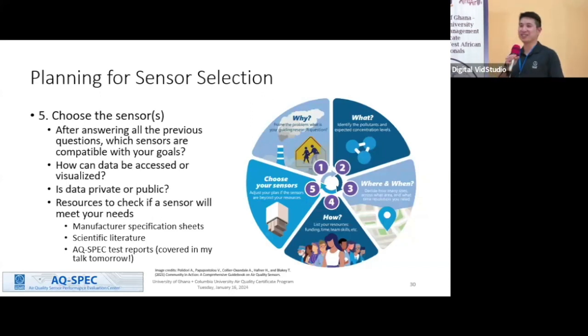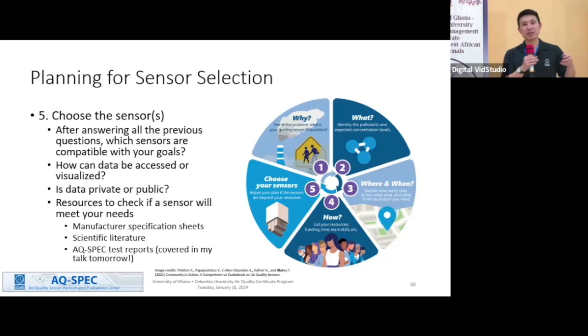Okay, finally, you get to choose a sensor after you've taken all these planning steps. When you're choosing your sensor, you want to think about how the data can be accessed or visualized. Because a lot of these sensor companies are going towards a subscription model, and they want to charge you to get your own data. You can go that route, but that means more of your budget has to go towards paying these subscription fees, right? Is the data public or private?